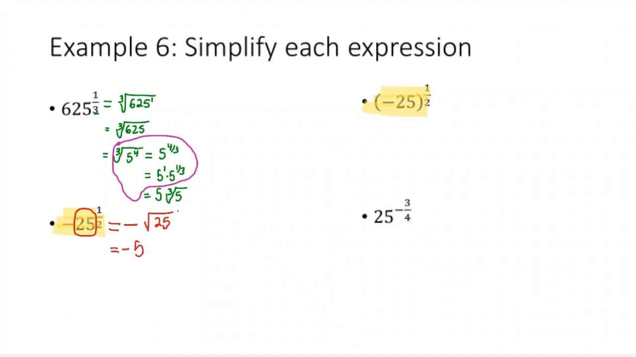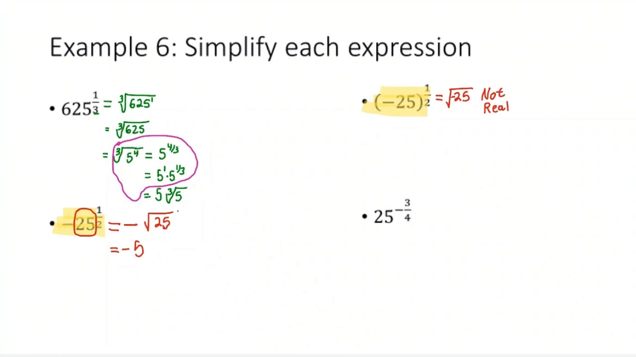On the other hand, in the second example, the quantity negative 25 to the 1/2, where there's parentheses, because we have the parentheses, negative 25 goes inside of the radical, because negative 25 is the base to the 1/2 power in this example, whereas in the previous example, only 25 was the base, not the negative. But here we're trying to take the square root of a negative number, and as we discussed before, we cannot take the square root of a negative number. So negative 25 to the 1/2 power is not a real number.